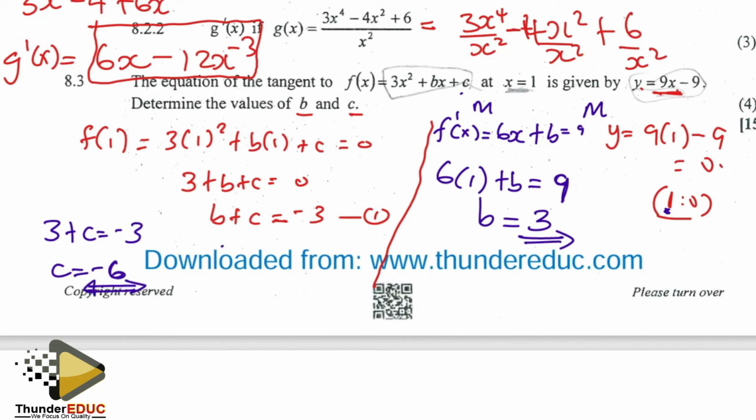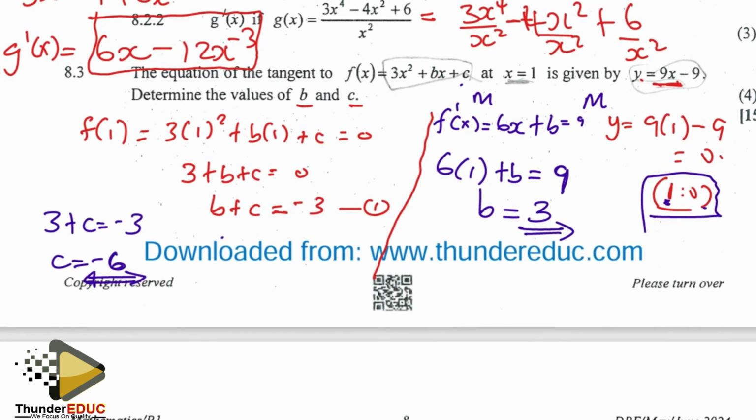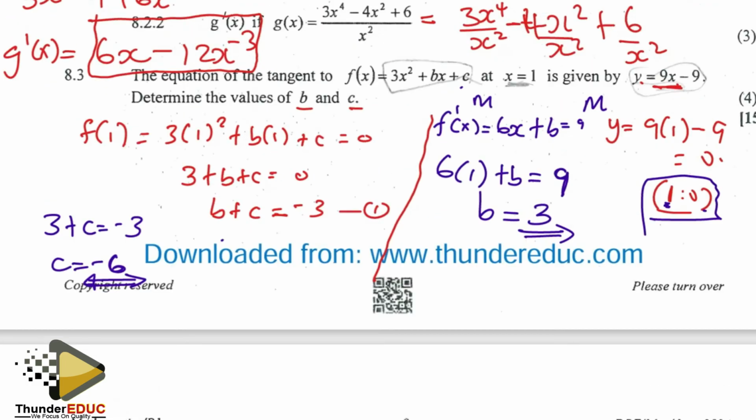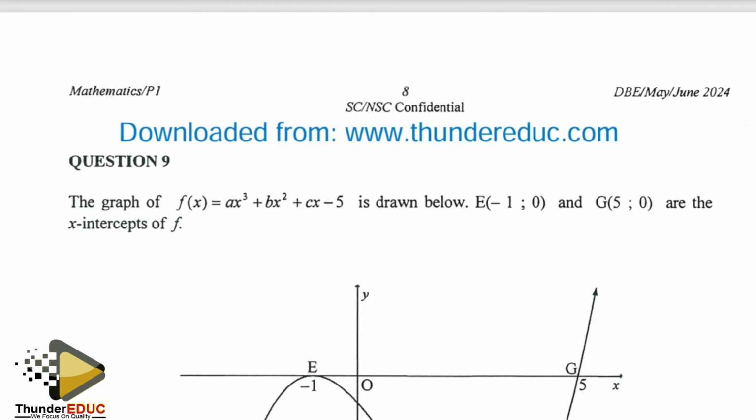So start by getting the points here. Substitute these points into f. Get the first equation. Then get the first derivative. Compare it with the gradient of this line. And then you get that.